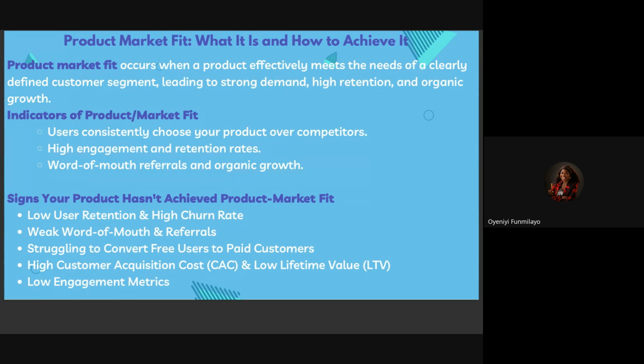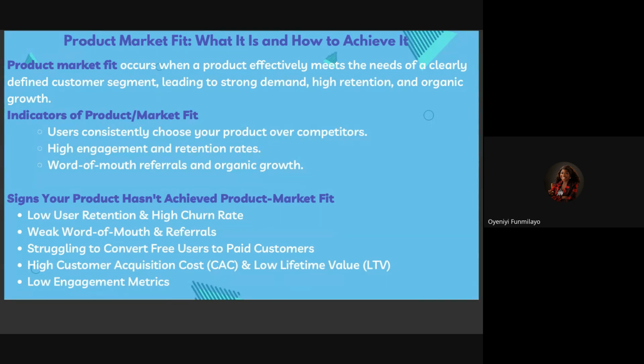What is it and how to achieve it? So product market fit, we will say, occurs when a product effectively meets the needs of a clearly defined customer segment. A clearly defined customer segment.